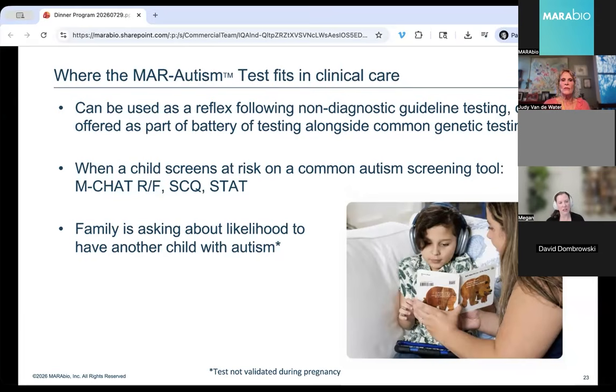So finally, just in the clinical use of this test, I'd like to talk a little bit about where the Smart Autism test fits in the testing paradigm. I know that there's a lot of different tests available out there for families who have a child with autism. This can be used as a reflex following non-diagnostic guideline testing, for example, genetic testing if it comes back non-diagnostic. Alternatively, it could be offered as part of a battery of testing alongside common genetic testing.